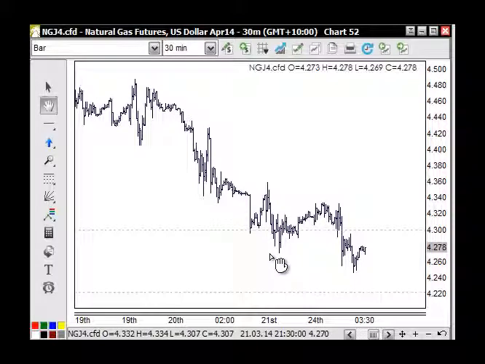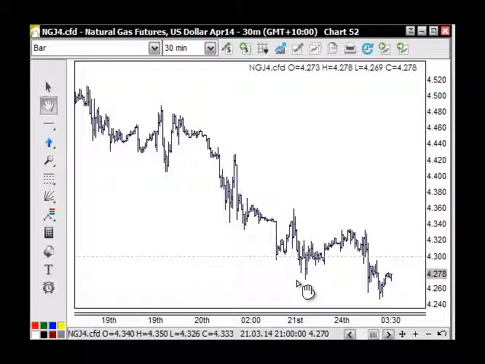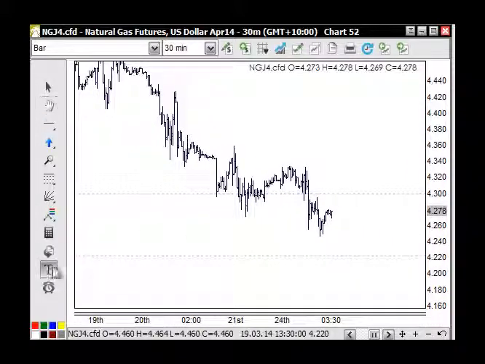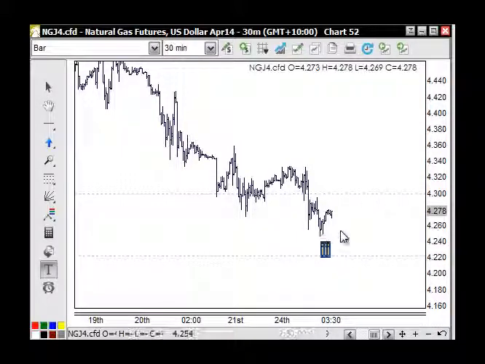Let me just double check this again. If I've made a mistake, the mistake is that this is the 3rd wave here. I'll double check this here anyway. I'll come back to that. Just chill out on that one for a moment.